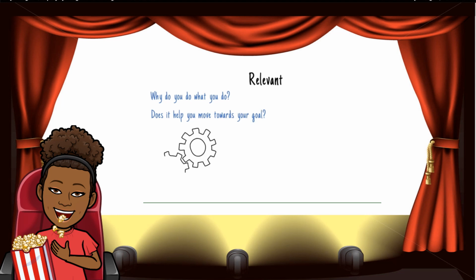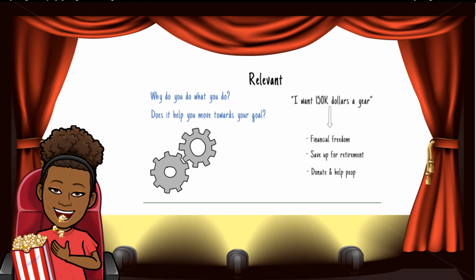so on. Relevant. Why do you do what you do? Does it help you move towards your goal? Make sure that the actions you take are relevant. I want $150,000 a year. Okay, but for what? So I can have a financial freedom. So I can save up enough money for retirement. So I can donate and help people. Know the answer for why you want what you want and think if the steps you take are relevant and really push you forward.